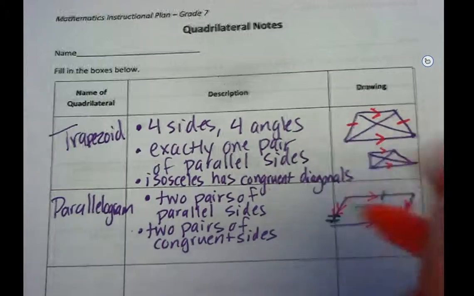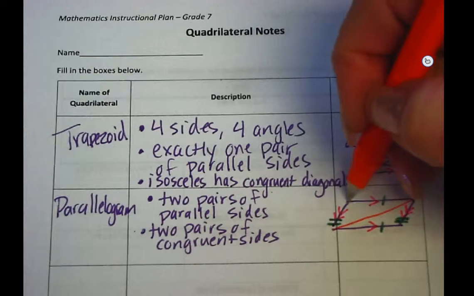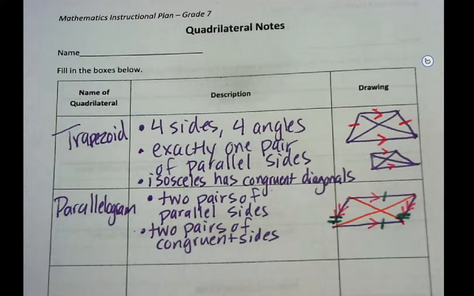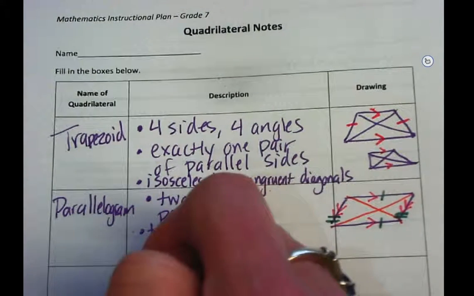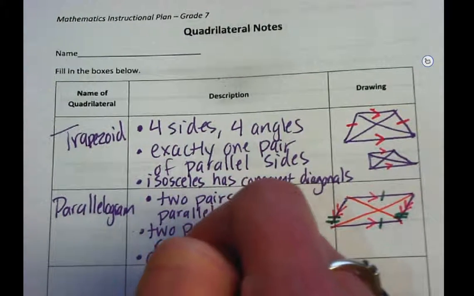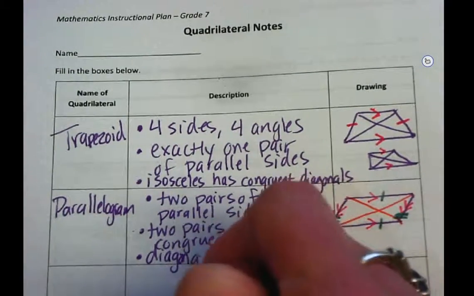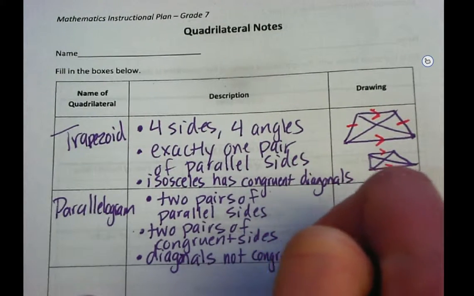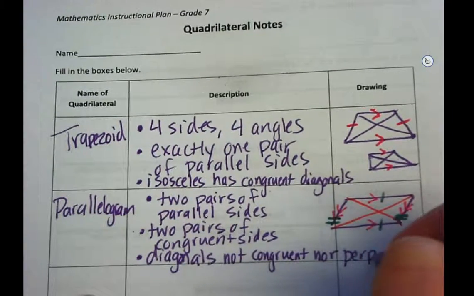So the diagonals, and we can look at what we did before. The diagonals of a parallelogram are what? Look at your Venn diagram. What does it tell us about the diagonals of a parallelogram? Diagonals are not perpendicular. Are they congruent? Nor are they perpendicular.